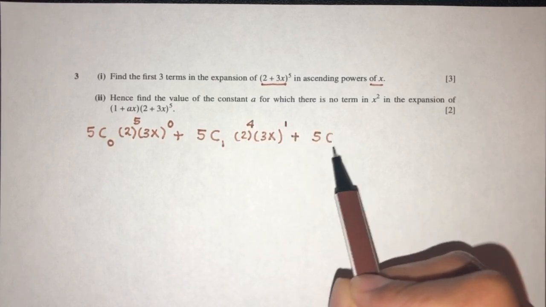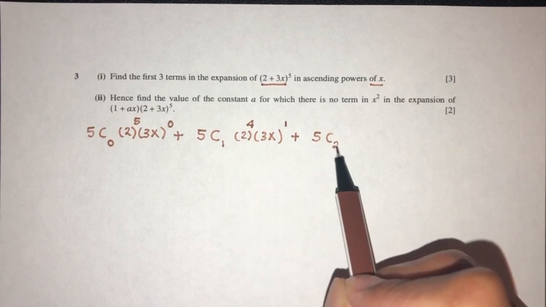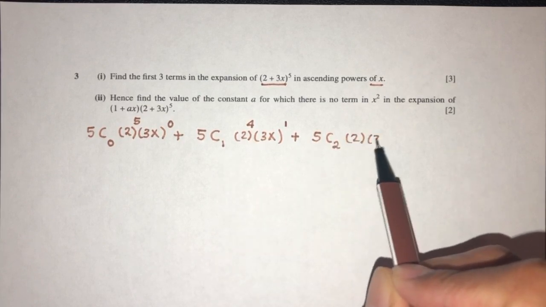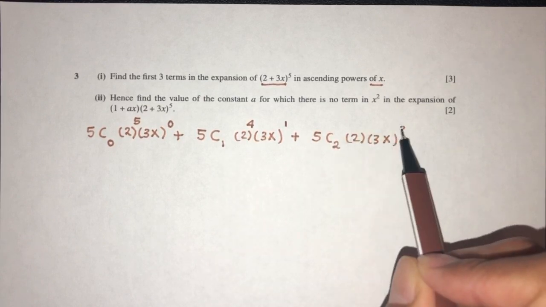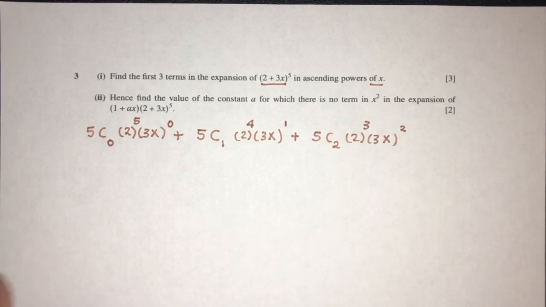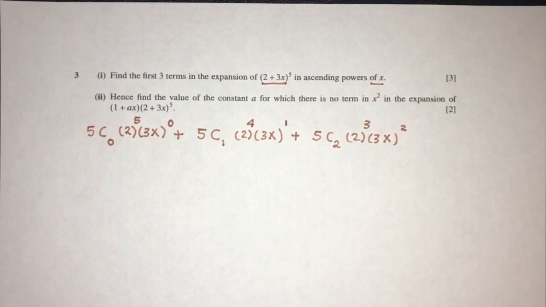And finally the third term, so after 1 we have 2. That will be 2 and 3x. This is 2, and that should be 3. Now we just have to simplify term by term and find the exact value of each term.